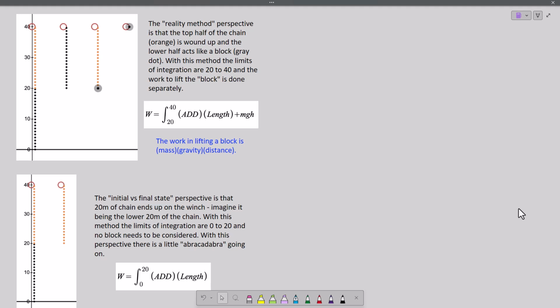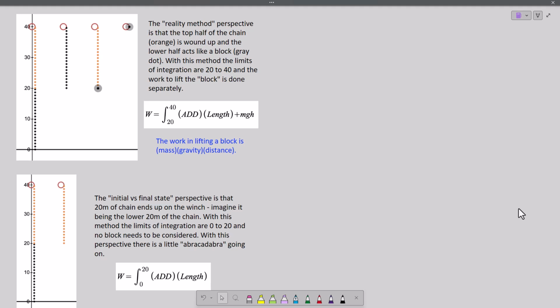You could imagine these lower links as a block. And so this is another way to think about the reality method. If you're just lifting that bottom chunk of links, it's just like lifting a block, and that is the simplest work. Work is force times distance, and when we do a block, all you have to do is multiply the mass times the distance, and you're going to get the work done.